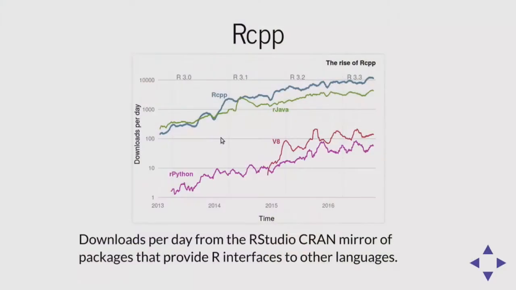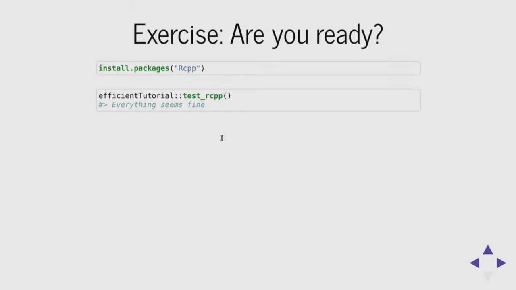This is the rise of Rcpp. The x-axis is time from 2013 all the way up to 2017. The blue line at the top is Rcpp, showing the number of downloads per day, which is probably a dodgy statistic, but it's near enough. The green line is RJava. The red line is V8, the JavaScript interface. And the one at the bottom is poor old Python, which no one seems to love in our community. So Rcpp is one of the most popular packages for this sort of language integration compared to Python, JavaScript, and V8.